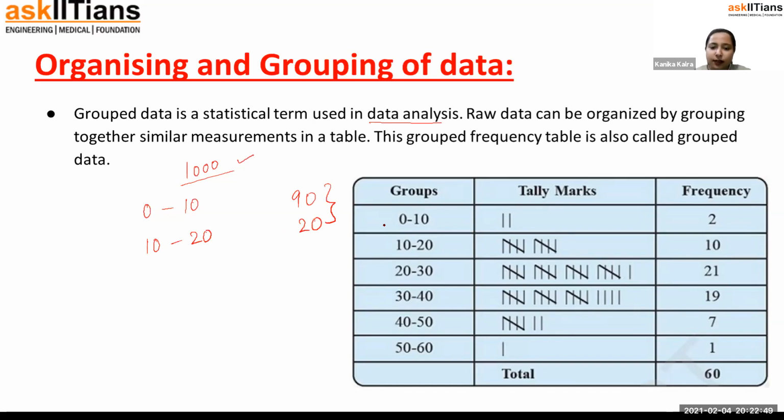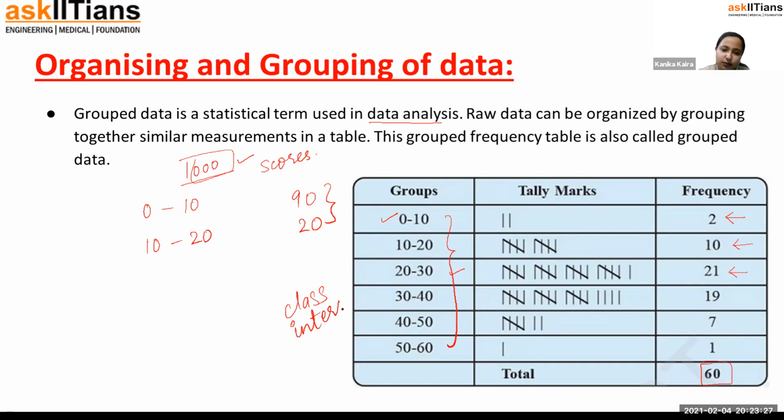Like in this 0 to 10, what is the frequency? 2. Like 2 people are there. As I'm taking the example for scores, two students have scores between 0 to 10. If we talk about 10 to 20, 10 people have scored between 10 to 20. 21 people have scored between 20 to 30, and so on. So we have a total of 60 as of now, and the data is grouped in the form of intervals. We call them class intervals.